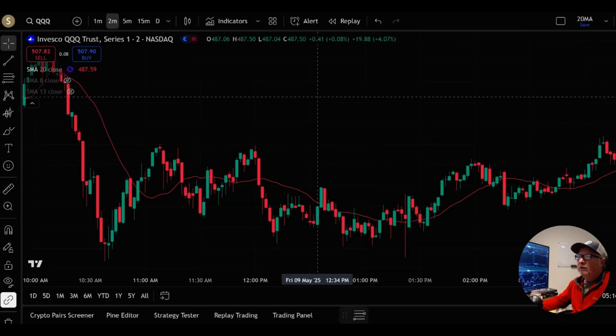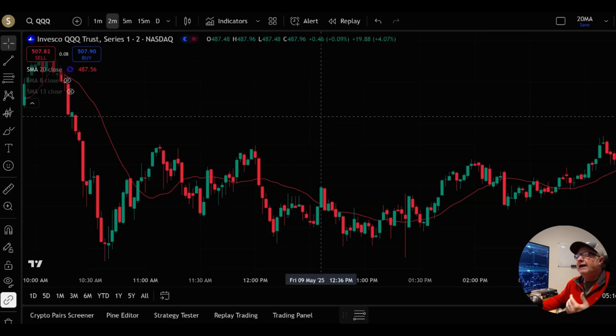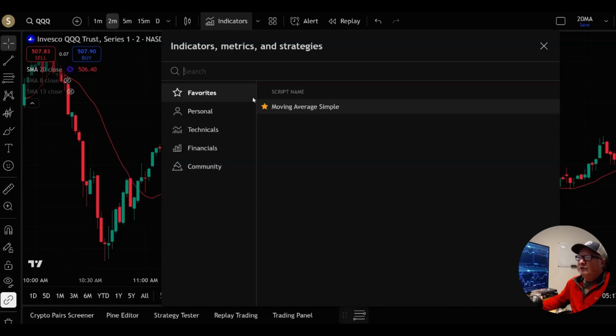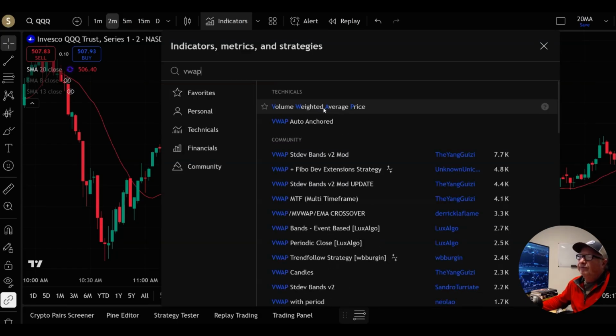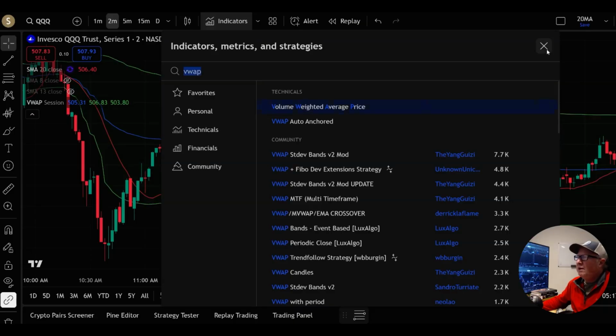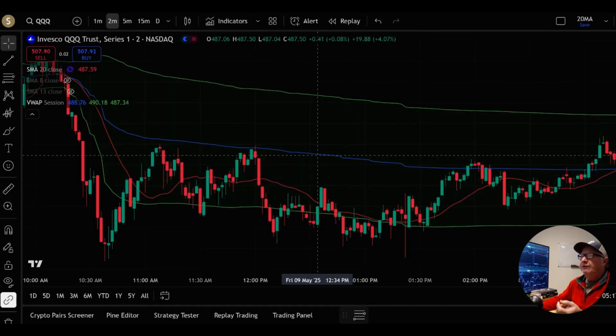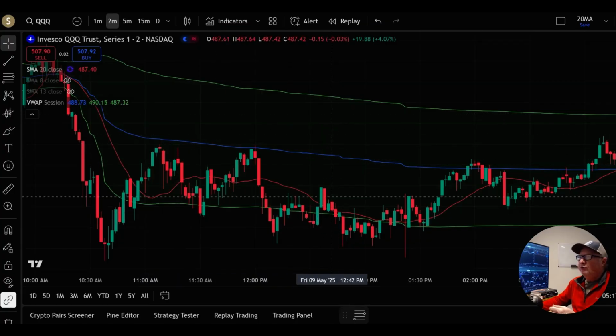But the 20 is not the only thing that you can use for location on a chart. Another thing is VWAP. VWAP is volume weighted average price. So I want to show you how to use VWAP a couple of ways on a chart. Go to indicators in TradingView and just literally type in VWAP and it'll come up volume weighted average price. Click that. And what it's going to do is generate the volume weighted average price along with two other lines, one above and one below the volume weighted average price.